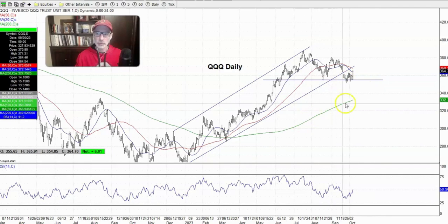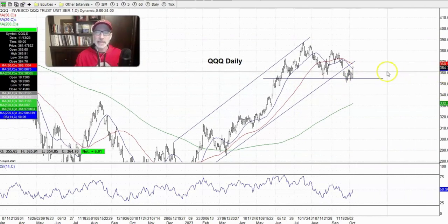Here's the 200-day moving average down below. So really what we want to see is the NASDAQ get back above the 50-day moving average, and here's the 20-day moving average right here. We want to see the market get above those moving averages and back into the channel, and that'll really help us figure out if there's a lot of bullishness ready to go for the last quarter.